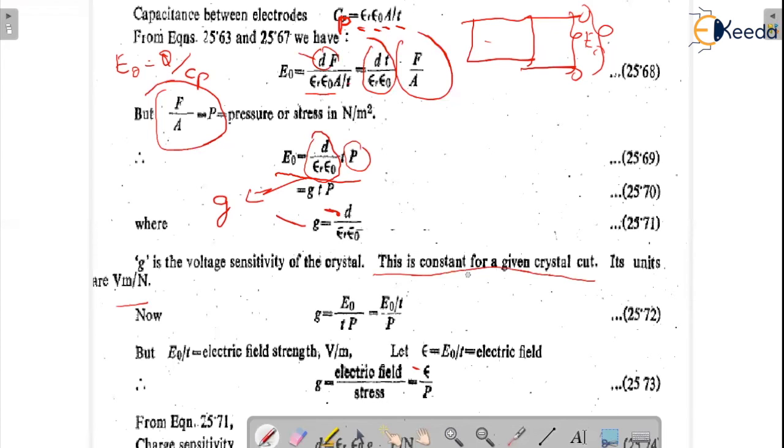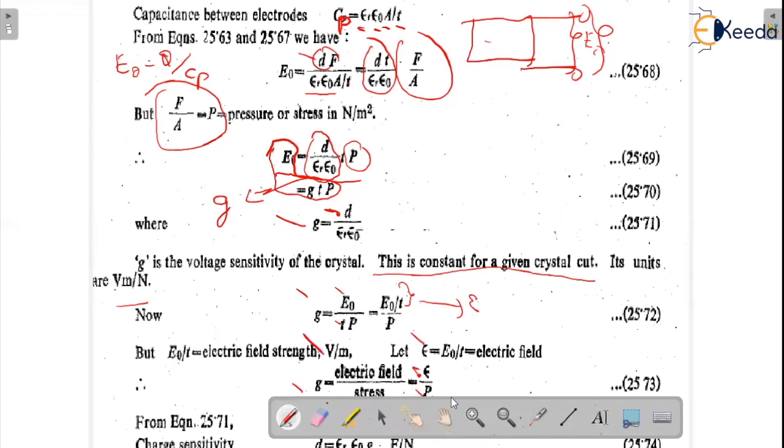Now, if I take the formula for g, as I told you, which is equal to E naught, substitute here. I have substituted from this. Again, take this formula out, and from this formula bring g outside. g equals E naught by t p, but E naught by t is nothing but the electric field strength, and the units are volt per meter. Therefore, g is equal to electric field strength by the pressure, my dear students.